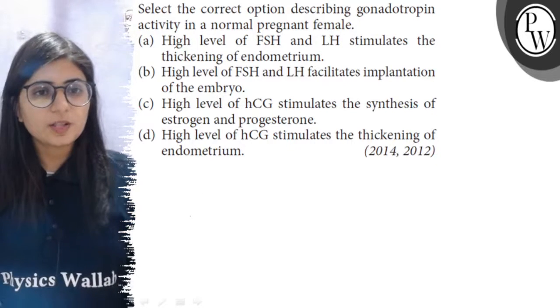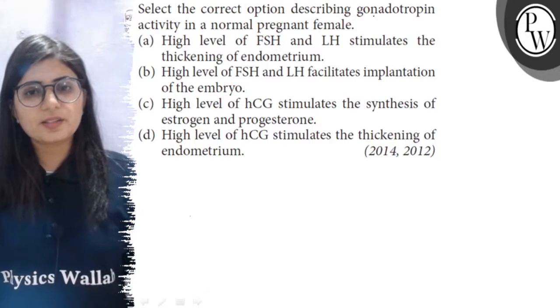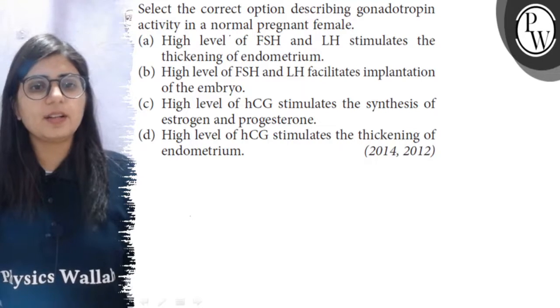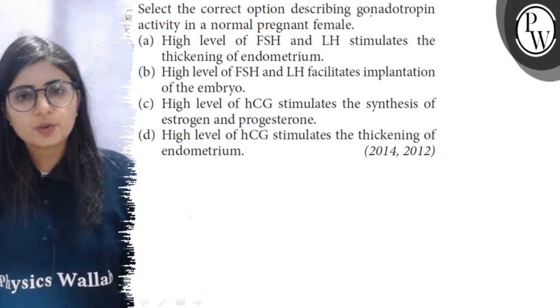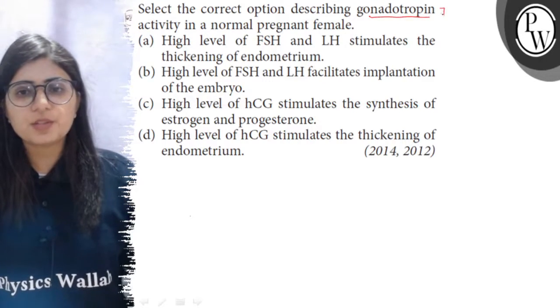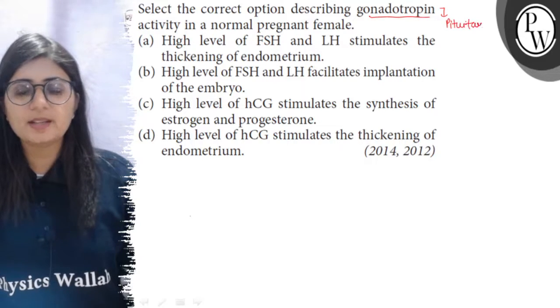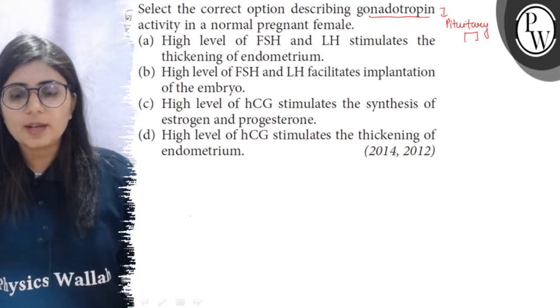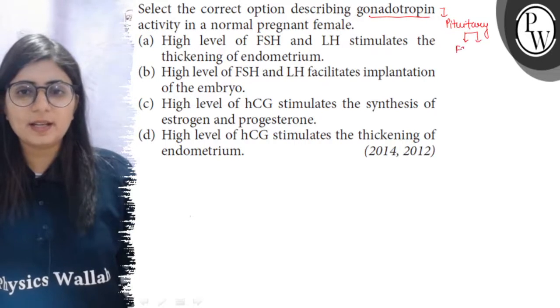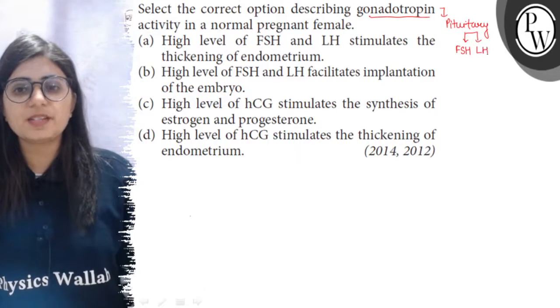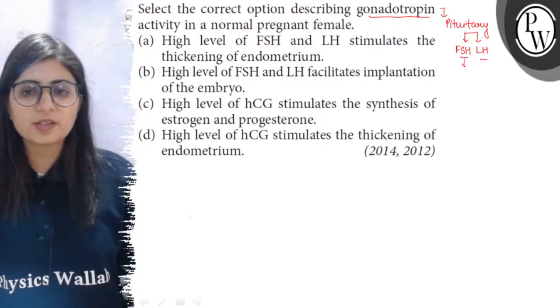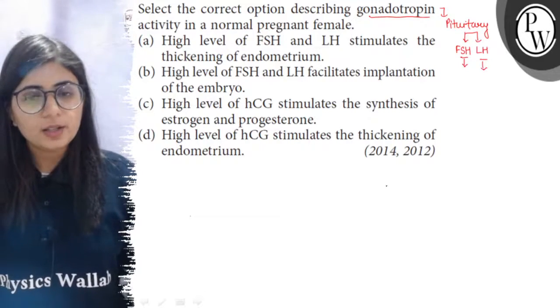Hello everyone. The question is: select the correct option describing gonadotropin's activity in a normal pregnant female. Gonadotropins are the hormones released from the anterior lobe of the pituitary, and these act on the gonads, meaning the testes and ovaries. The gonadotropins include FSH and LH, meaning follicle stimulating hormone and luteinizing hormone.